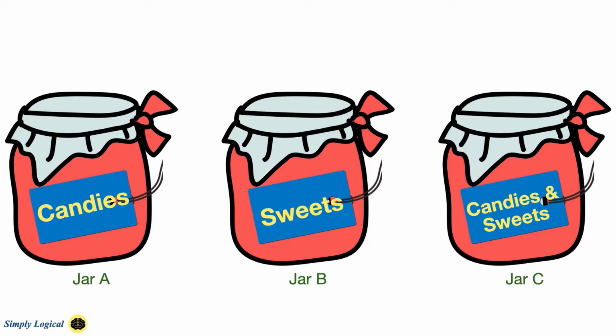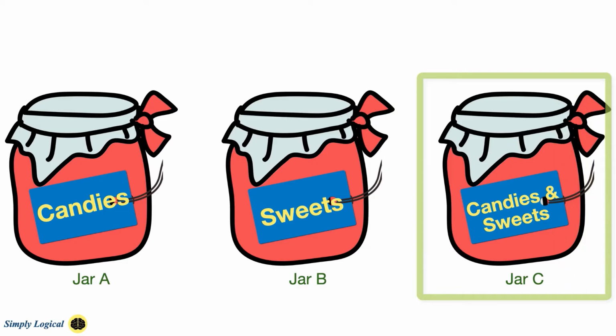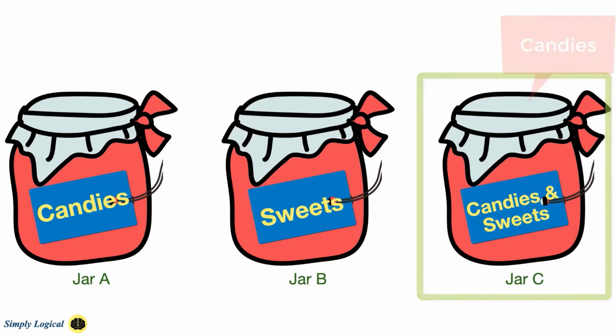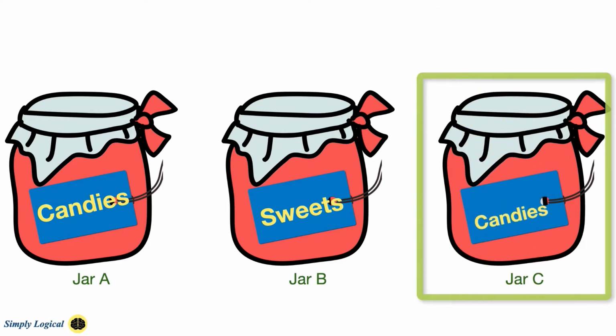In step 1, you have to pick only one eatable from jar C. Suppose the eatable is a candy, then jar C contains candies only because all the jars were mislabeled. So remember, this jar cannot contain sweets because it is mislabeled. The only choice for this jar is candies. Most importantly, this is enough to label the other two jars correctly. Let me explain how.